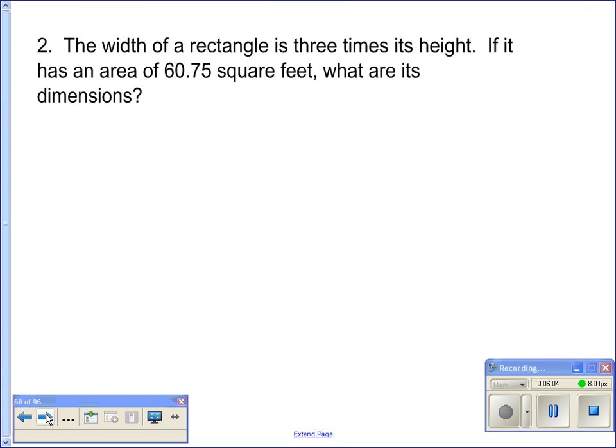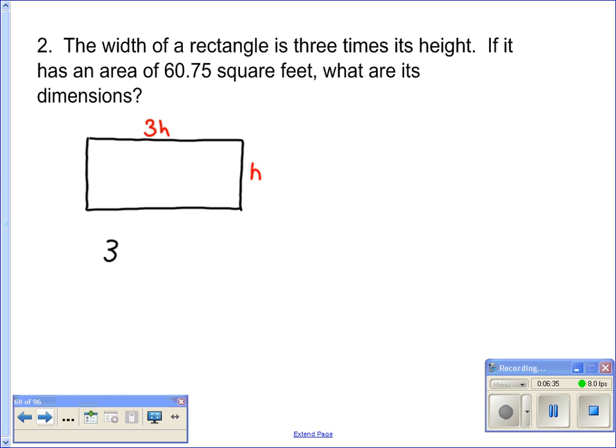Okay, here we have the width of a rectangle is 3 times its height, and it has an area of 60.75 square feet, and what we're looking for is the dimensions of the rectangle. All right, so I would start out by setting up your variables, and you can really do that with a diagram in this case. So we've got the height here, and then it says that the width is 3 times the height, so we're going to come up with this. And this one is pretty easy to set up.